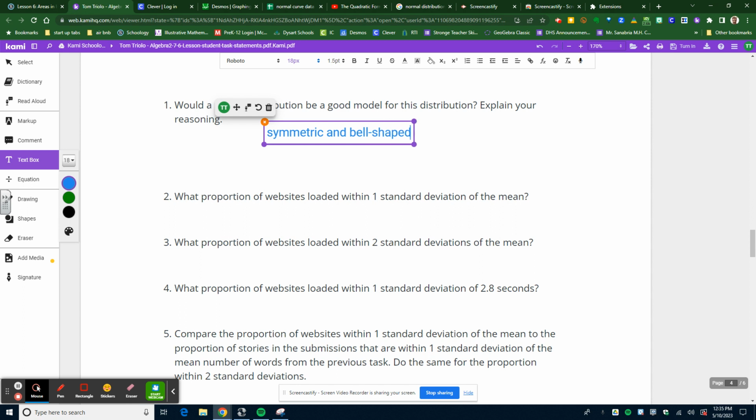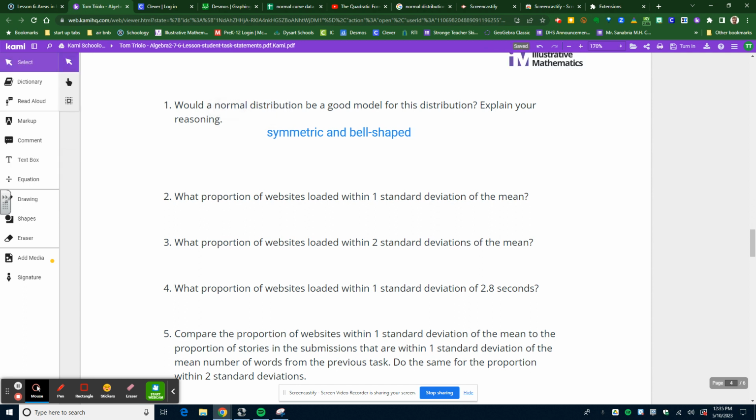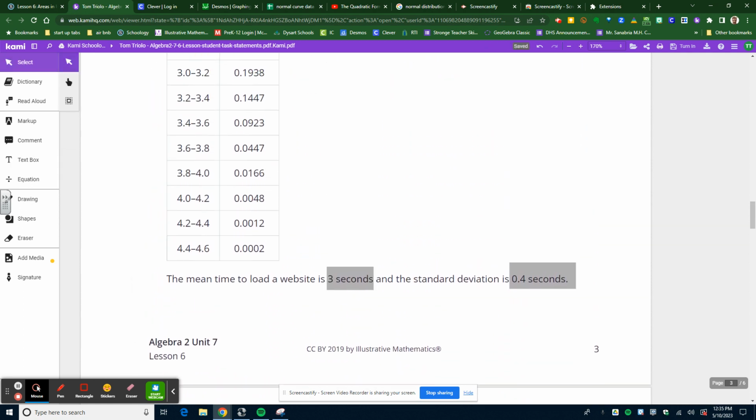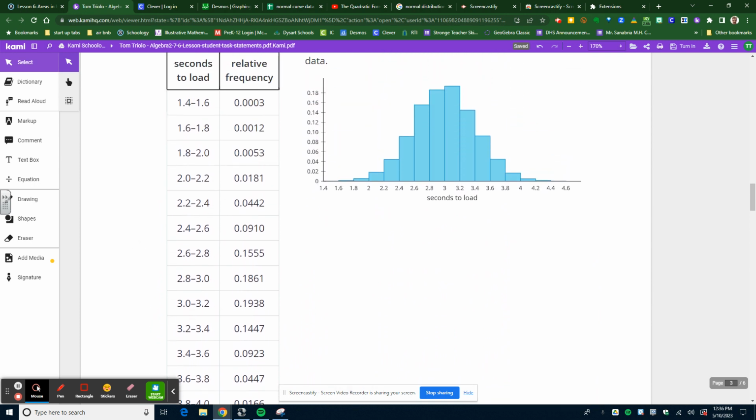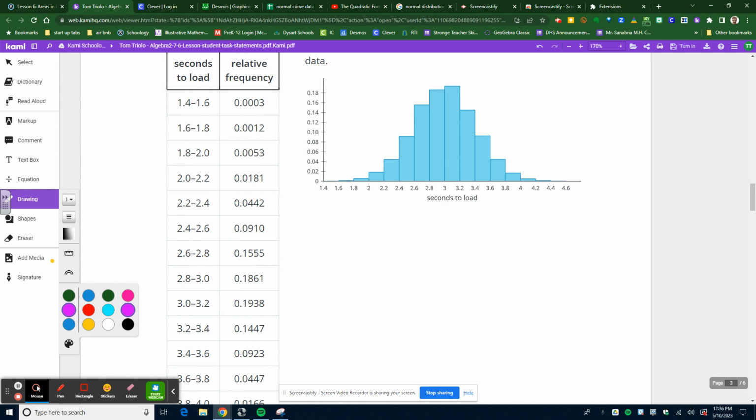It says, what proportion of the websites loaded within 1 standard deviation of the mean? So here's what you got to do. You got to go back up here. I'm going to use my drawing tool. Let's see, yellow should contrast nicely. So here is 1 standard deviation. That doesn't look that great. To the left, all good. And 1 standard deviation to the right.